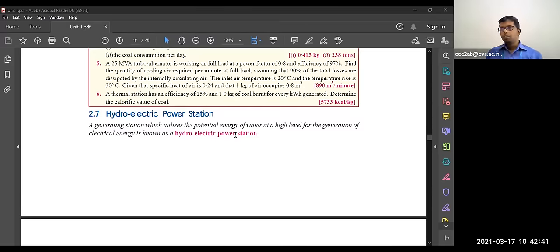Like that, we have seen the major components in the thermal power station. What is the role of the components? What are the different types of components that are used? What are the advantages and disadvantages of those types of components? Which components are used in the thermal power station for optimal operation? Okay, like that we have seen the thermal power station.